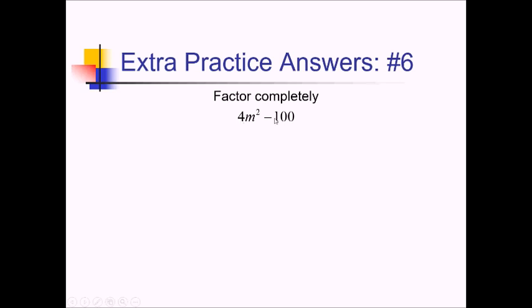So right away, I see I can take out a common factor of 4. That leaves me with m squared minus 25. And now I have another difference of squares in this parentheses that I can proceed to factor. This is essentially a squared minus b squared, and we know that the factorization for that has the form a plus b times a minus b. So I just have to square root these two things to get a and b.